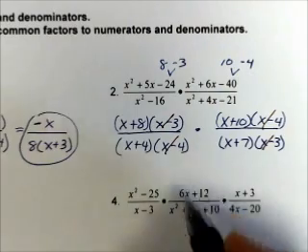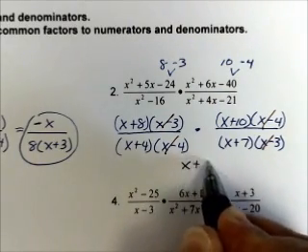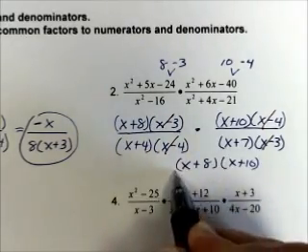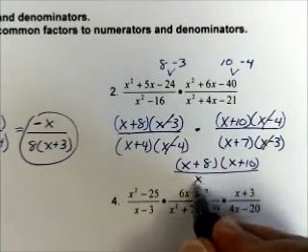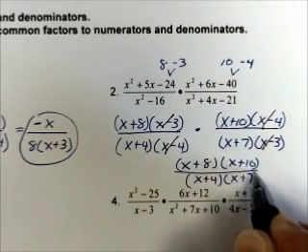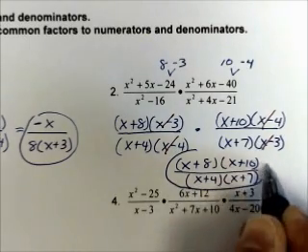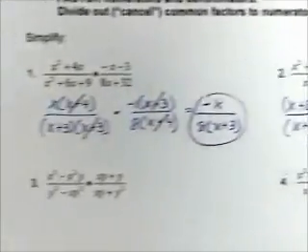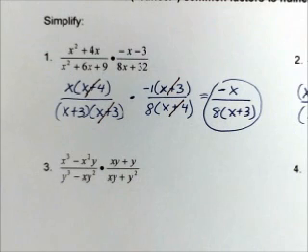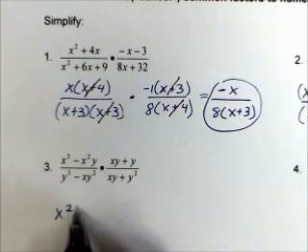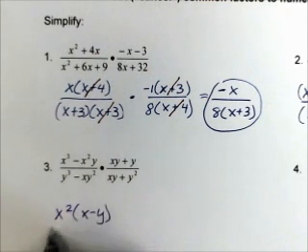So we're left with (x plus 8) times (x plus 10) in our numerator, and (x plus 4) and (x plus 7) for our denominator. And that cannot be factored or simplified any further. So that's complete.